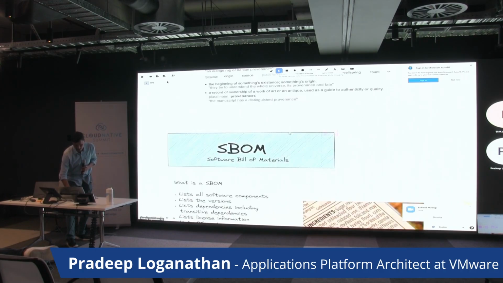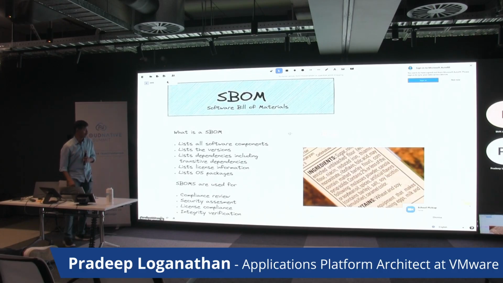Okay, so in terms of provenance, this is the primary aspect. You generate provenance by generating what's called a software bill of materials. It basically says what your software artifact contains, what all the various components are that it's made up of, what its versions are, and what all the dependencies are that it needs. It not just includes the primary dependencies, it also includes transitive dependencies, the second order and third order dependencies of your packages. It also lists licensing information.